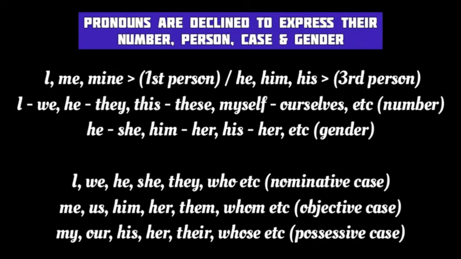He and she, him and her, his and her are the examples of masculine and feminine gender. Pronouns are also declined to express their cases. For example, I, we, he, she, they and who are in the nominative case. These pronouns are declined as me, us, him, her, them and whom respectively in the objective case. And in the possessive case, they are inflected as my, our, his, her, their and whose.